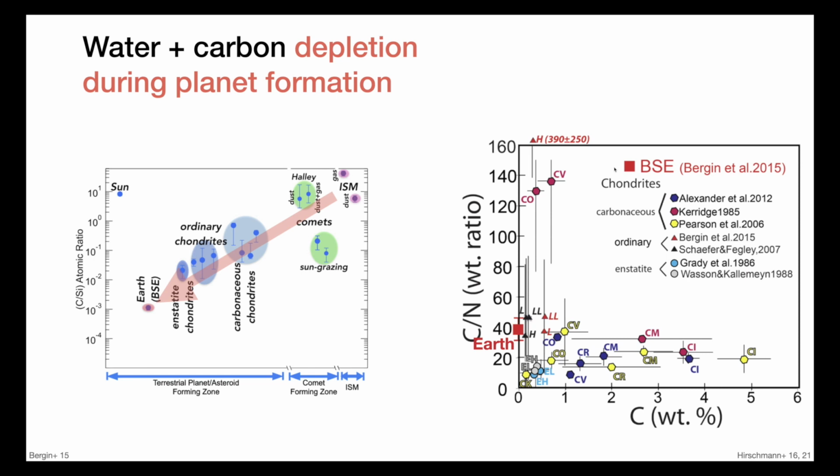This strong carbon depletion can also be seen in meteorites. Here shown is carbon mass fraction versus C/N ratio in meteoritic materials. Carbon is most depleted in the Earth relative to all other meteoritic objects. This seems to suggest that carbon is depleted somehow during planet formation. But where does this trend start?